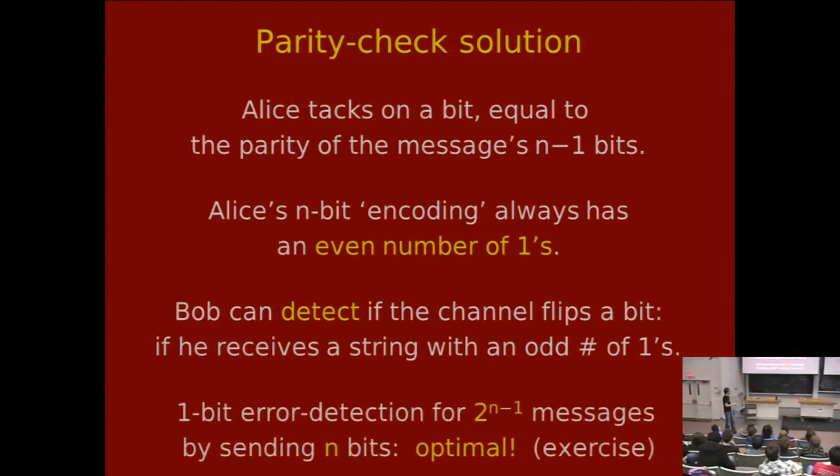And this is pretty good. Alice transmitted n bits, and she was able to send 2^(n-1) different messages, right? Because she could start with a message that was any n-1 bit string. And Bob is able to detect any 1-bit error. As you can show, this actually was a problem on the midterm last year, this is optimal. This is the most efficient way to transmit an n-1 bit message while allowing Bob to detect 1-bit errors.